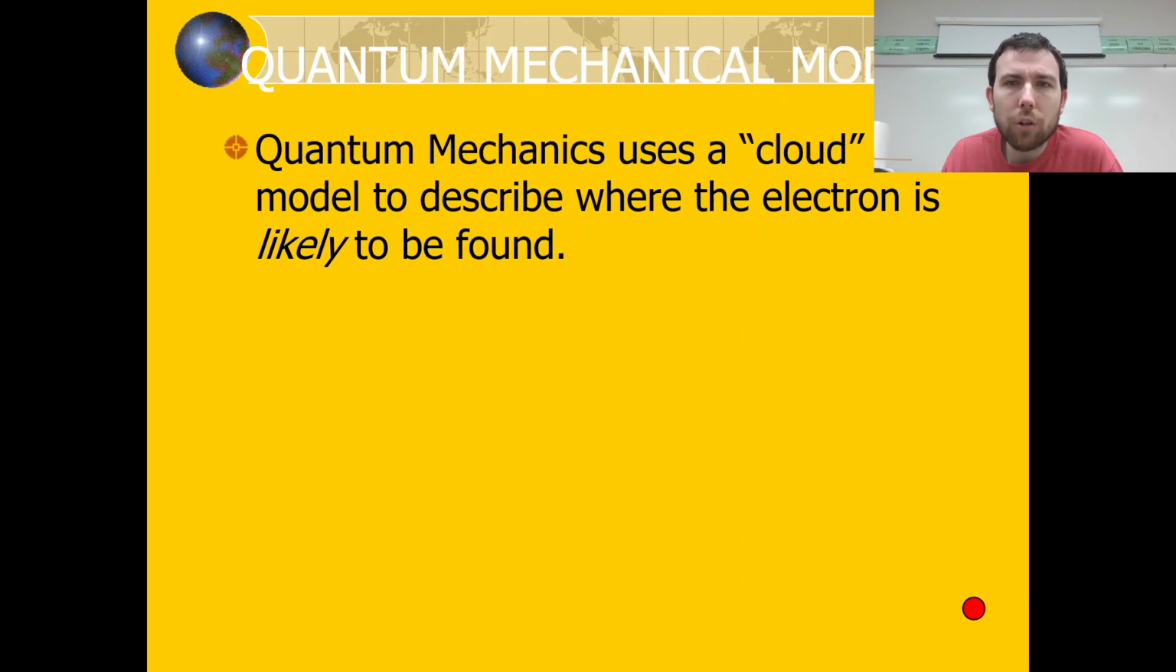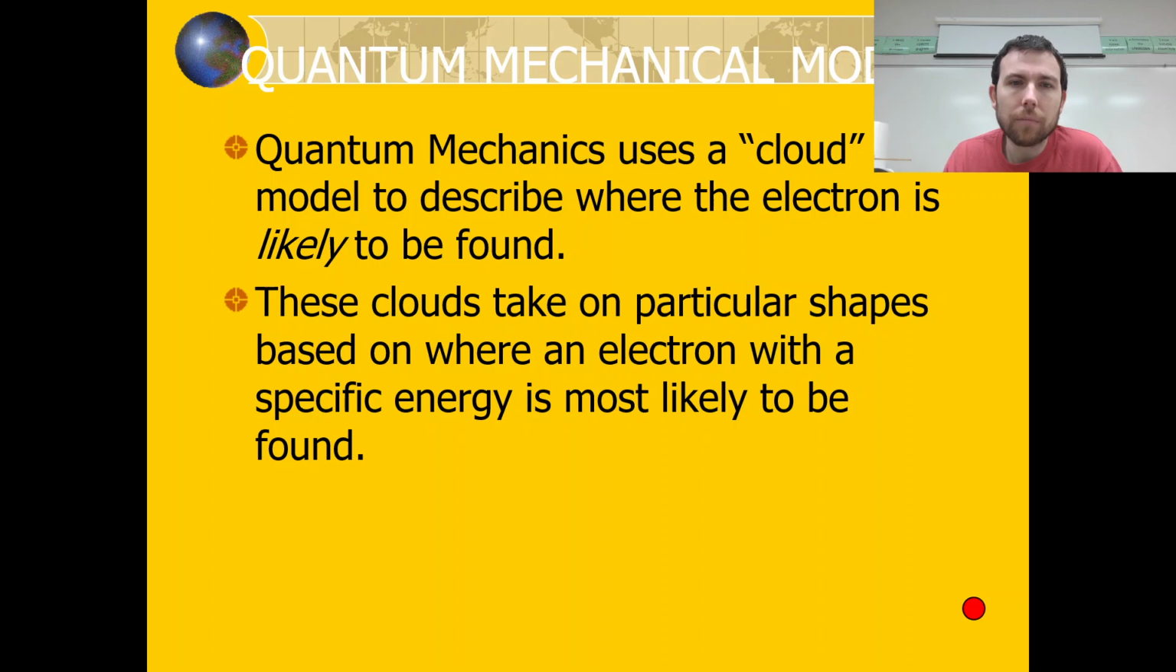Now, the quantum mechanical model uses a cloud model to describe where the electron is likely to be found. So it's not going to tell you exactly where it is, but it's going to give you a probability of locations where the electron could be found. And what we find is that these clouds take on particular shapes based on where an electron with a specific energy is most likely to be found. And if you're thinking back to what you know from AP chemistry, that's when you start talking about your s, p, d, and f orbitals and the specific shapes that those orbitals have.